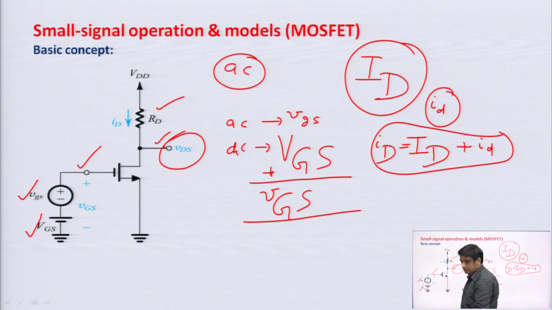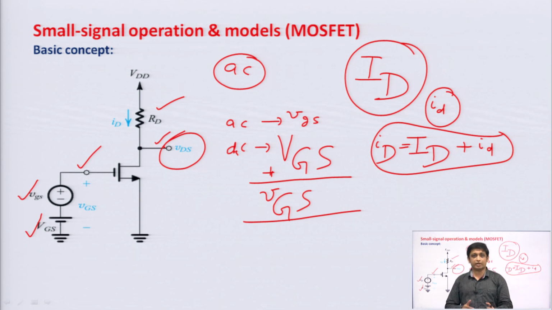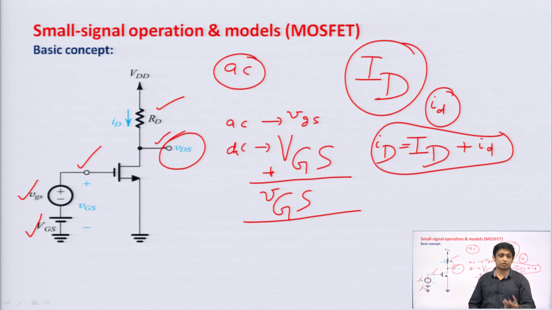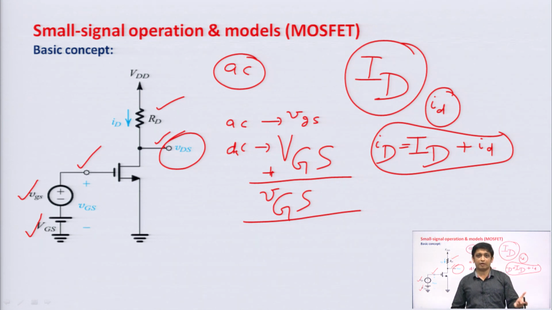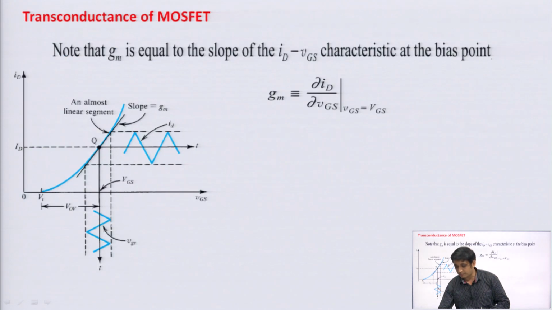So, in small signal operation and model, what do we do? We remove the DC sources, we short circuit the voltage source and open circuit the current source, and after doing that we can draw the small signal model. Once we draw the small signal model, like we have already done with the hybrid pi model and T model, with the help of the hybrid pi model and T model, we can calculate the input resistance, output resistance and voltage gain of the amplifier.